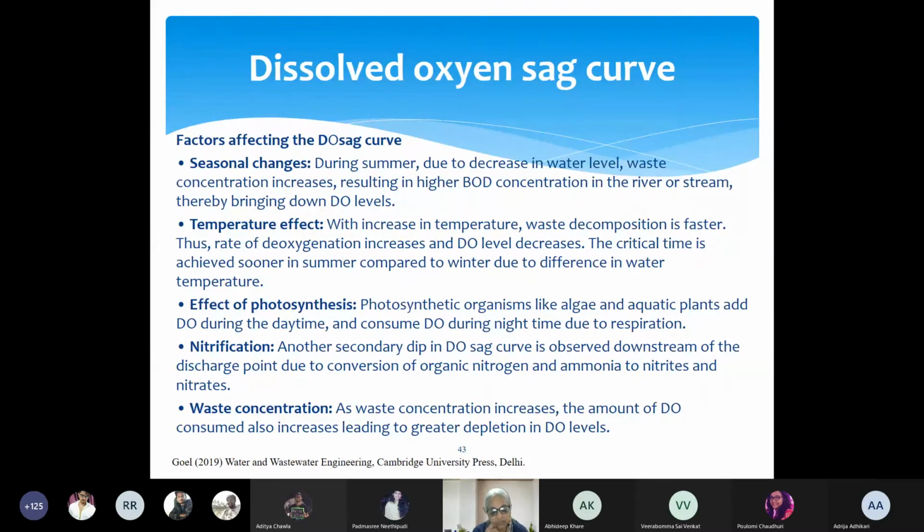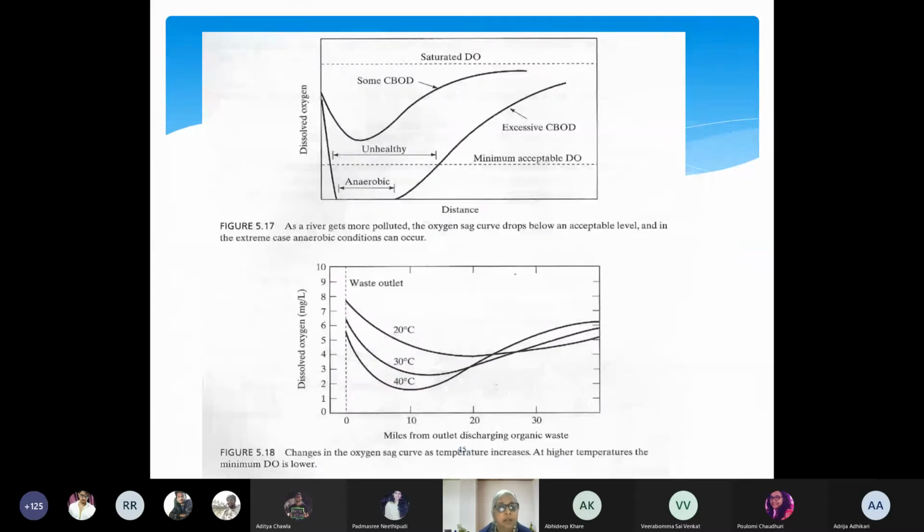Okay, now what are the factors that affect the DO-sag curve? The DO-sag curve itself is going to change depending on several factors. Let's stick to single point source. The first thing is temperature. We know that K value, the reaction rate constant, is most affected by temperature. So let's see what happens at different temperatures.